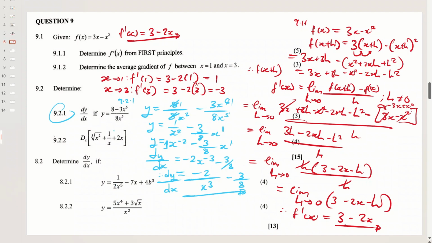Let's take a look at the next question. I'm just going to erase this part. It's all big here.